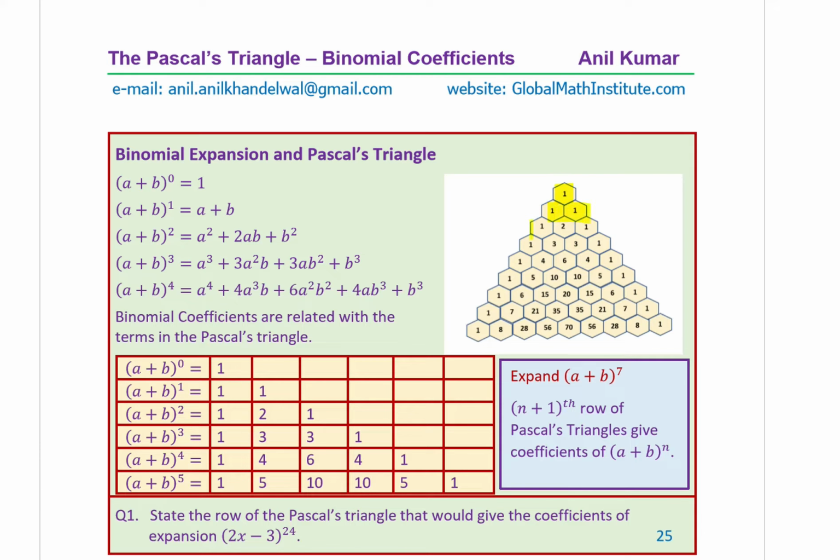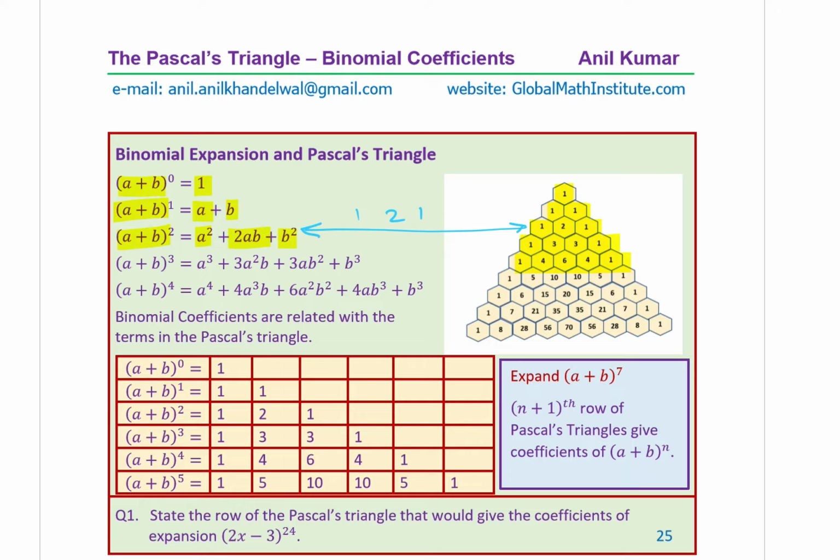We have 1; 1, 1; 1, 2, 1; 1, 3, 3, 1; 1, 4, 6, 4, 1. Does that remind you of expansion? If I have (a + b) to the power of 0, what I get is just 1, correct? But if I have (a + b) to the power of 1, I get a + b, and (a + b) squared is a² + 2ab + b². Now start comparing. You see 1, 2, 1 here, and here you see 1, 2, 1, correct? 1, 2, 1 are the coefficients right there.